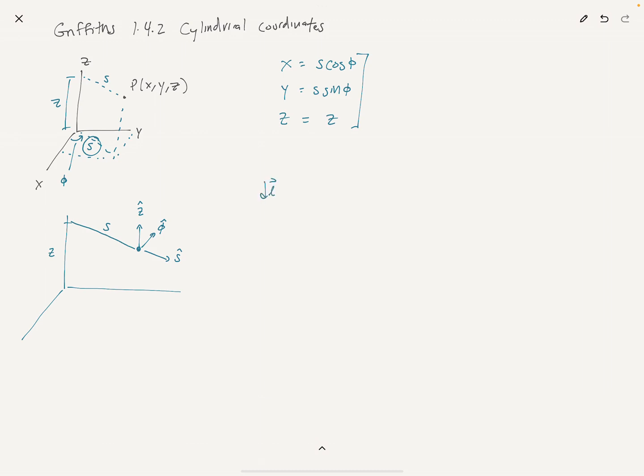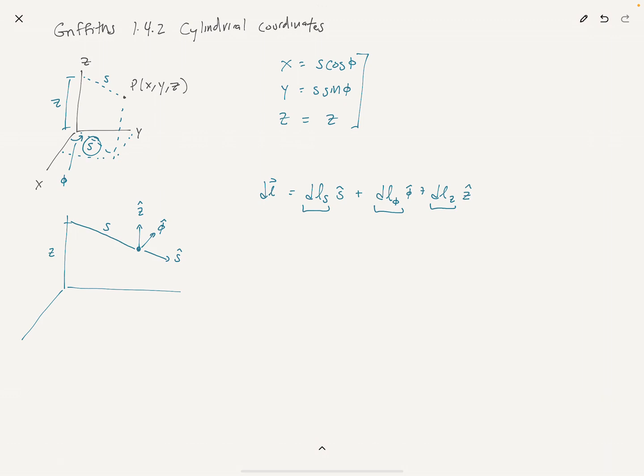So that means my infinitesimal length is then dl_s in the s hat direction plus dl_phi in the phi hat direction plus dl_z in the z hat direction. If you can then figure out exactly what these are, you can then build your infinitesimal area elements and infinitesimal volume elements like we did for spherical coordinates. But I'll let you do that on your own.